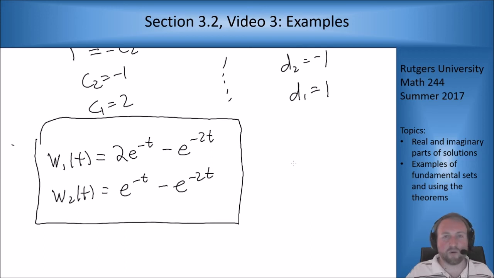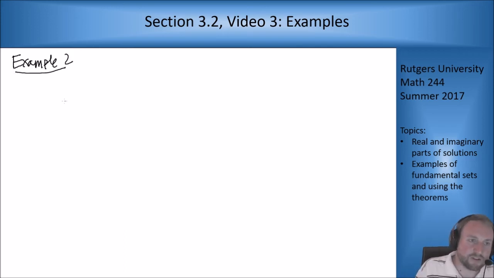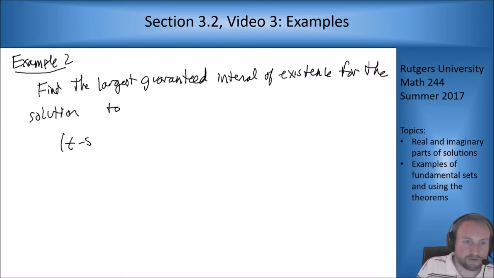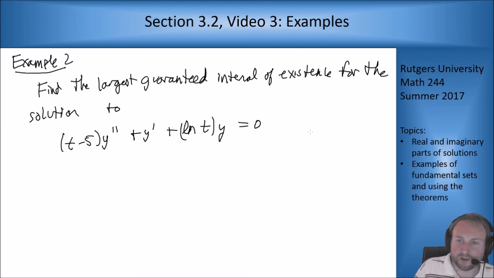For our second one, it's going to be a quick one about interval of existence. So example 2 is going to be find the largest guaranteed interval of existence for the solution to t minus 5 y double prime plus y prime plus log of t times y equals 0, with y of 1 equals 3 and y prime of 1 equals 2.